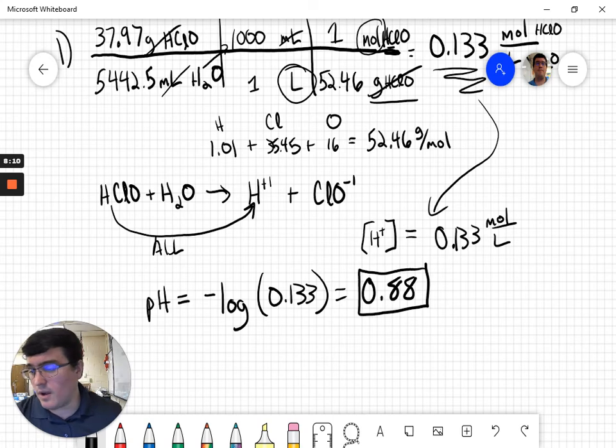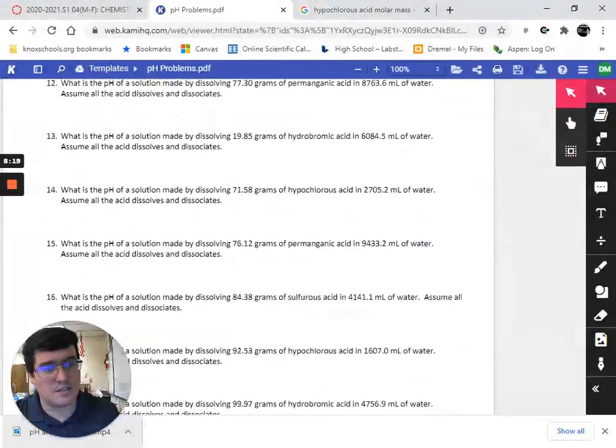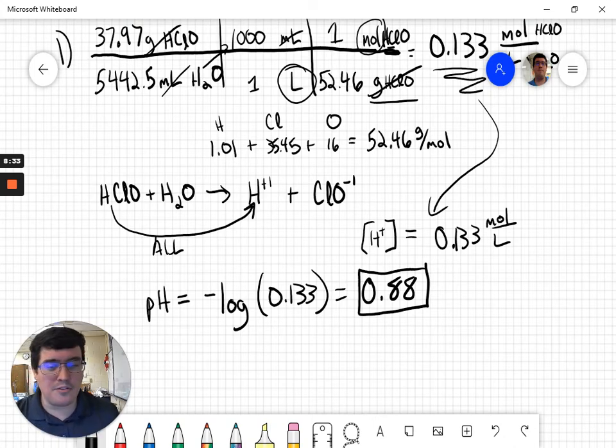Oh, and by the way, while I'm thinking about the homework, if I jump over here real quick and I look at the pH problems worksheet, and I scroll down here to the bottom, hey, there's a 0.88 right there. That's weird. All these random numbers, there's a 0.88 in there. Super weird. I wonder why that's there. I don't know. Who knows?